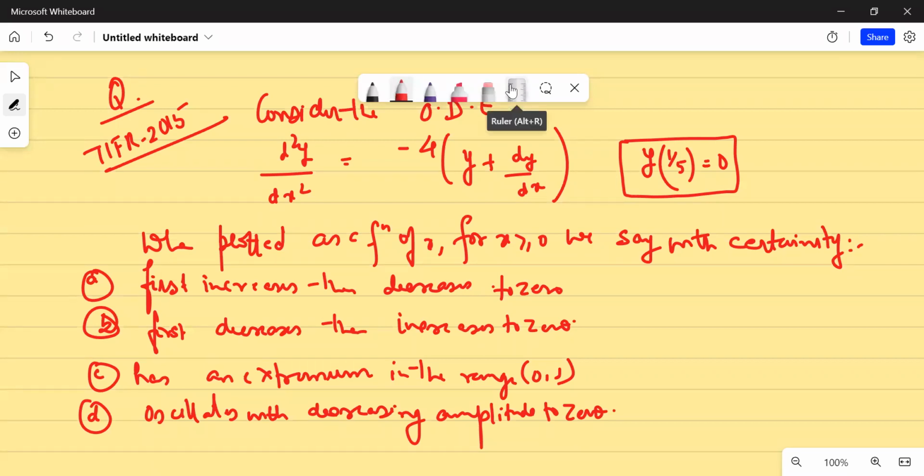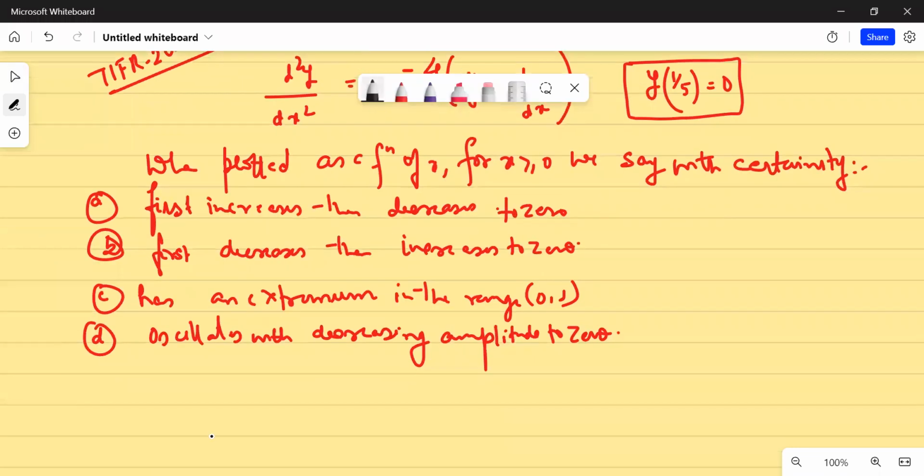So how to do this question? First, we are going to find the roots of the auxiliary equation. So what would be the auxiliary equation?